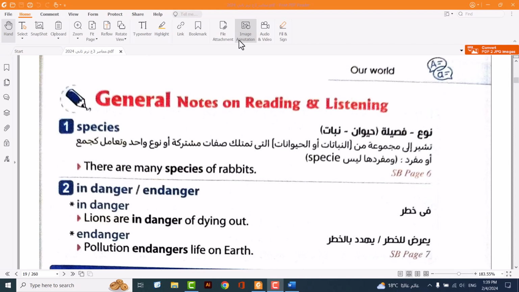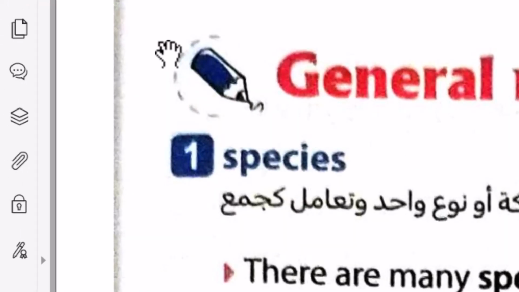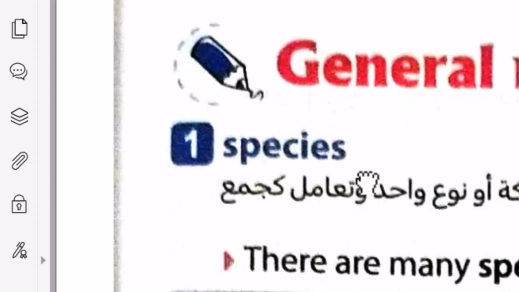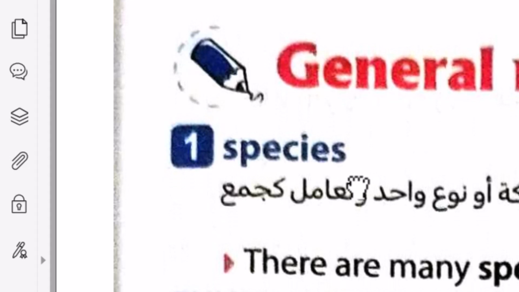The first word with us is species. What is the meaning of a species? A species is a word that means نوع or فصيلة. When we are talking about animals, there are many different types and kinds of animals. If you talk about animals and different kinds, we use the word species.